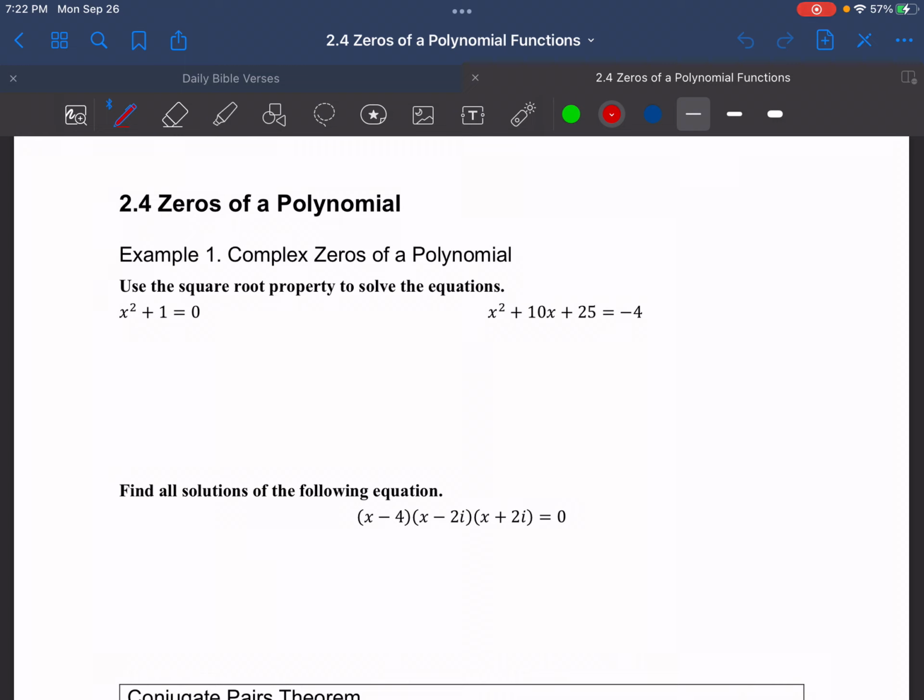Now, a complex number is of the form some real number a plus some real number b times i. So a plus bi like that. For example, you could have -2 plus 3i, or even just something like 4i.